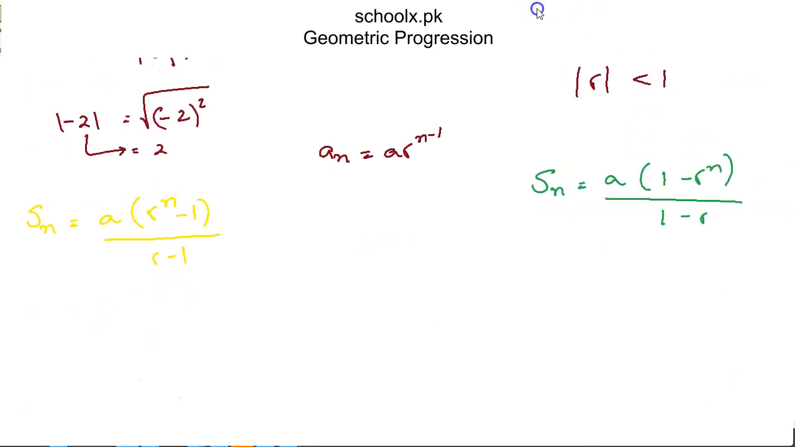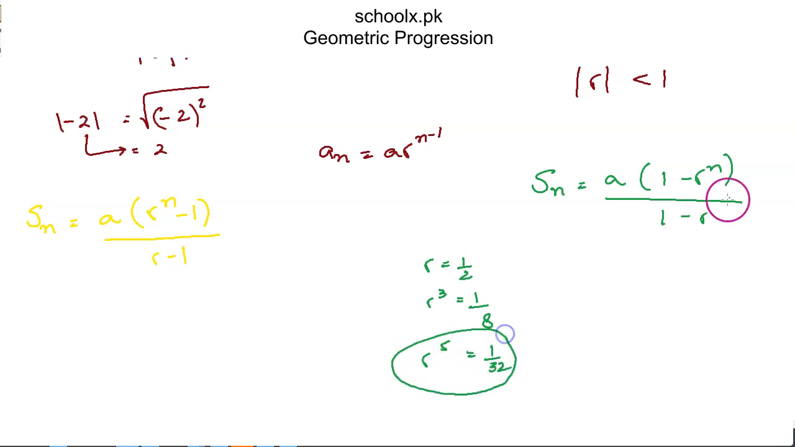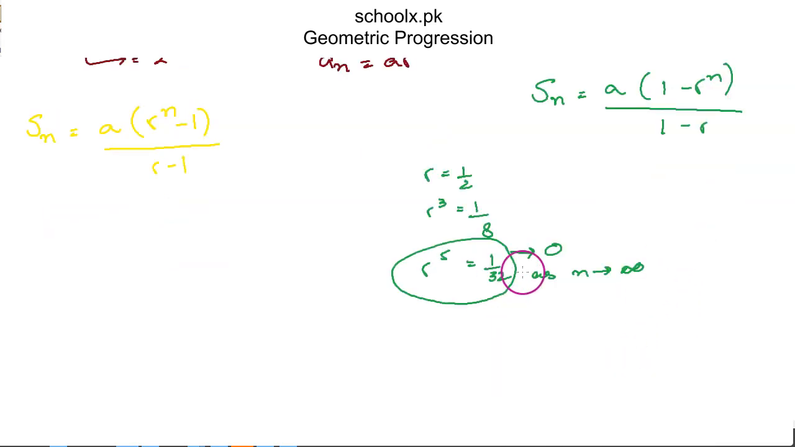Because as n gets bigger and bigger, the value of r to the power n gets smaller and smaller because r is less than 1. For example, let's take r equals 1 by 2. Now what will be r cubed? 1 by 8, right? What will be r to the power 5? 1 by 32. So this term is actually getting closer and closer to 0 as n approaches infinity, right?